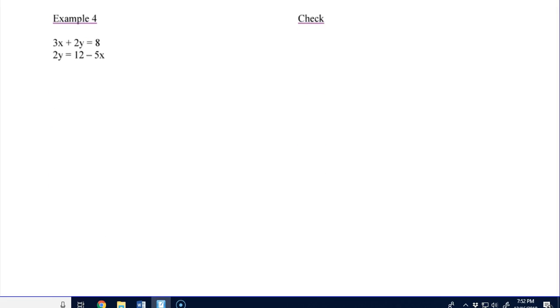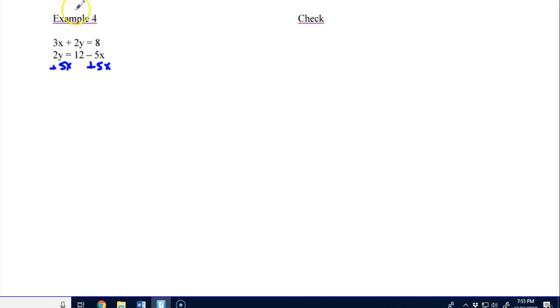Number 4 presents a little problem. First of all, the equations aren't lined up well to work with elimination. Now you might say, well, I could do a substitution here, right? I could divide by 2. You could. Well, let's try to get it set up for elimination. Let's add 5x to both sides in the bottom equation.